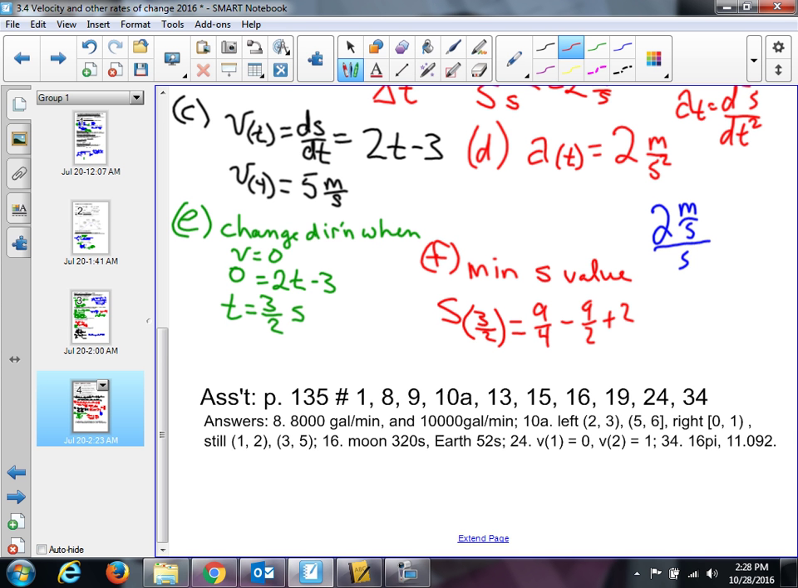What's 9/4 minus 9/2? Negative 9/4. I'm getting myself mixed up. So negative 9/4, plus 8/4, since 2 is 8 out of 4. So the answer is negative 1/4, or negative 0.25. What is this measured in?